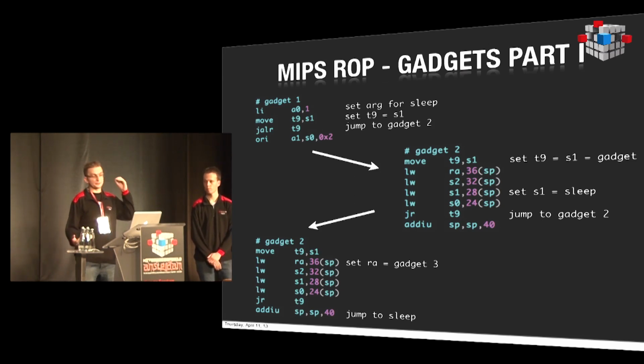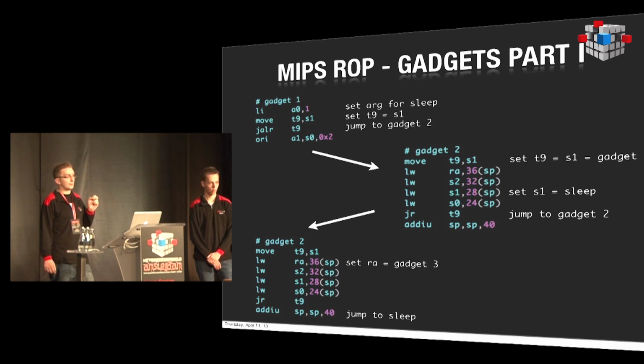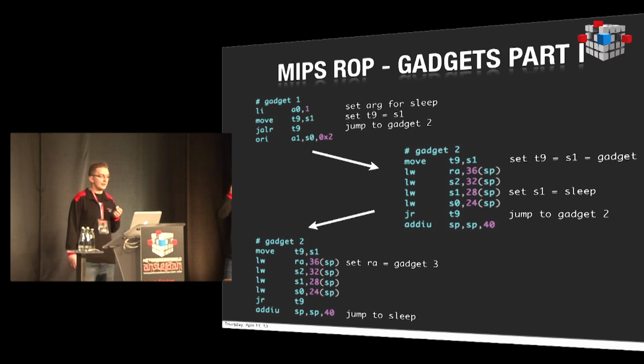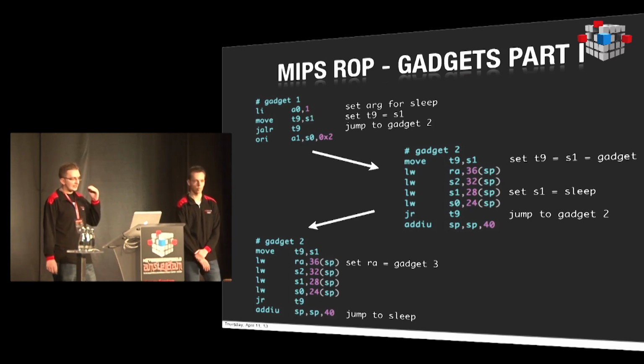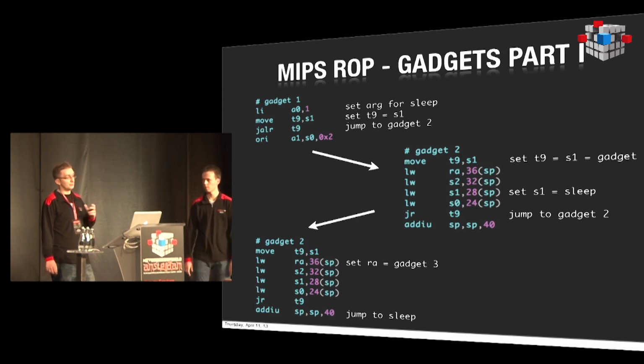So the first time it runs through this gadget, S1 will be filled with the address of sleep, which we get from the stack. And then it will execute gadget 2 again, but this time S1 contains the address of sleep. So by the time it gets to the end of this gadget, it will actually execute sleep and not execute itself again and again and again. But during the second time this gadget runs, we also loaded some new values from the stack, including a value into the RA register. So when sleep is done, it will return to this address. So we fill it with the address of gadget 3.